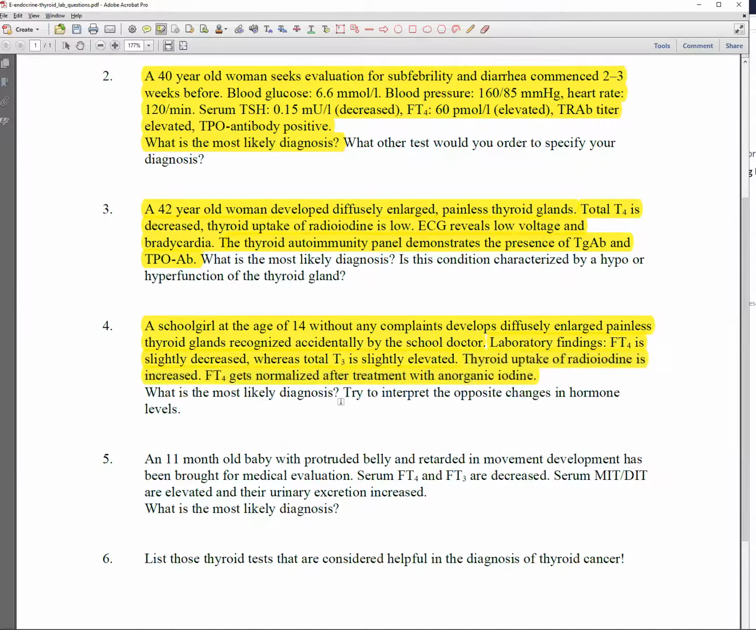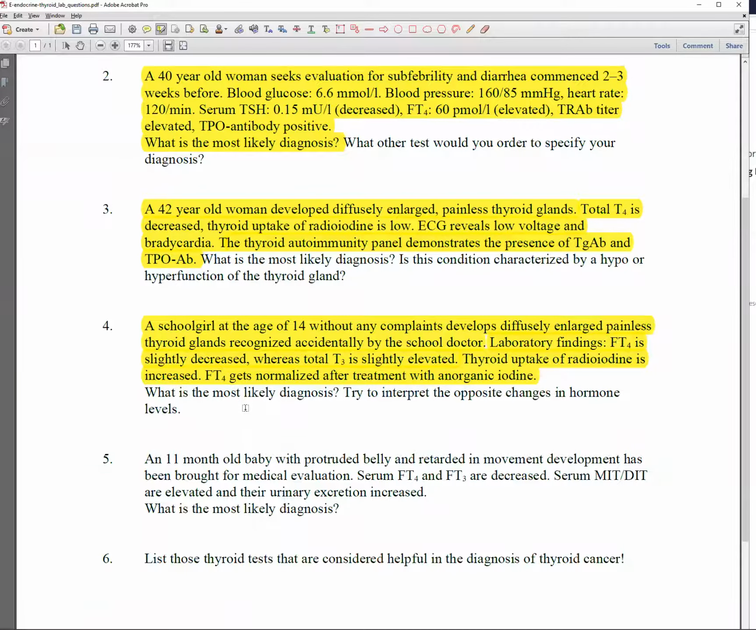Trying to interpret the opposite change in the hormone. Let's see. There's a diffusely enlarged, painless thyroid gland, so goiter. Can be iodine deficiency or Hashimoto or subacute thyroiditis. But the inorganic iodine normalized the T4 levels, so it's probably the iodine deficiency.